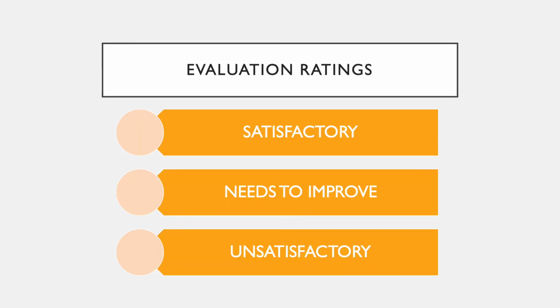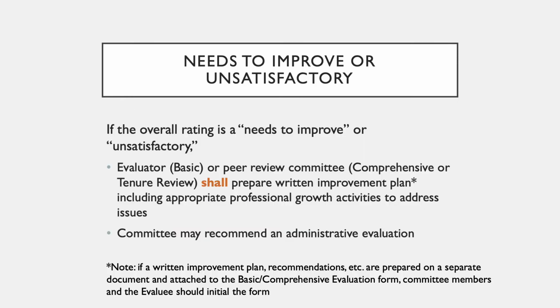And again, the overall evaluation ratings are satisfactory, needs to improve, or unsatisfactory. If the rating is a needs to improve or unsatisfactory, the evaluator or the committee needs to prepare a written improvement plan. And that has to include professional growth activities to address those issues. The committee may also recommend an administrative evaluation plan. And it's noted here that if there is a written improvement plan or recommendations, those should be prepared on a separate document and attached to the form.